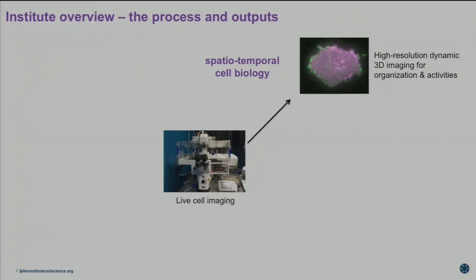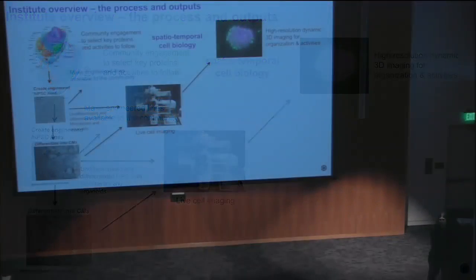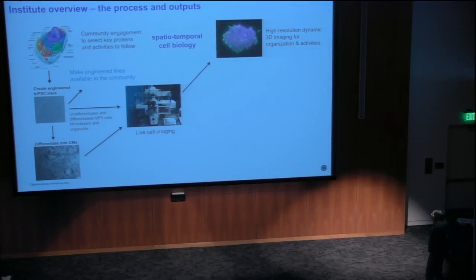Now that's a pretty big, broad goal, so let's narrow it down just a little bit. We have a system, which are the human induced pluripotent stem cells. So those are the stem cells that you can get from your skin, and they have the potential to become many different cell types. We're going to use these cells both in their undifferentiated state and in their differentiated state into cardiomyocytes as the differentiation that we picked. And we're going to, in these cells, label a whole bunch of cellular structures. And we're going to do that together with the community and make engineered lines available to the community. And you'll be hearing about the first lines that we have released just a few weeks ago.